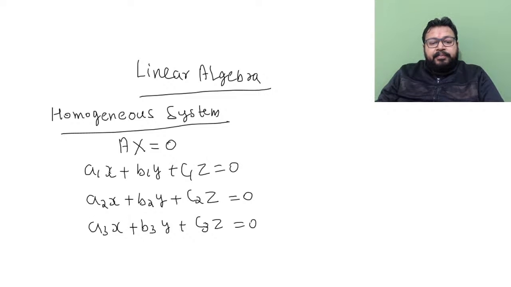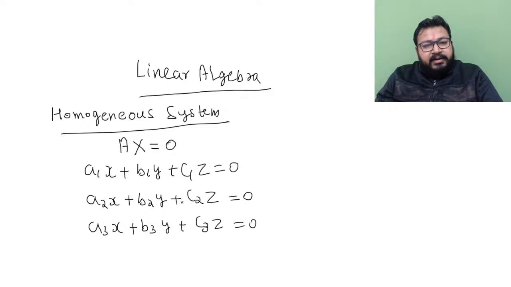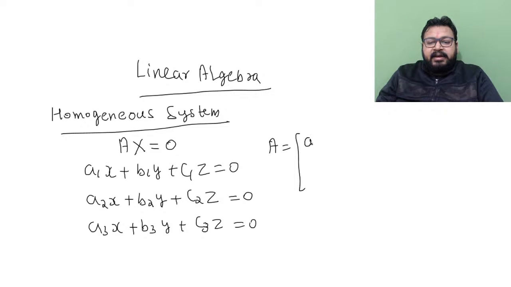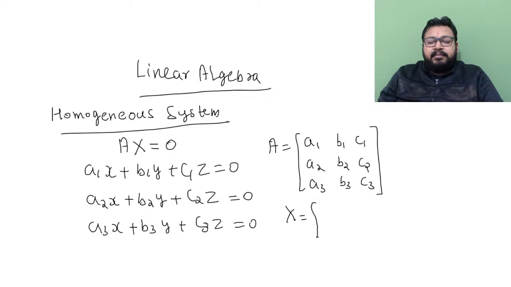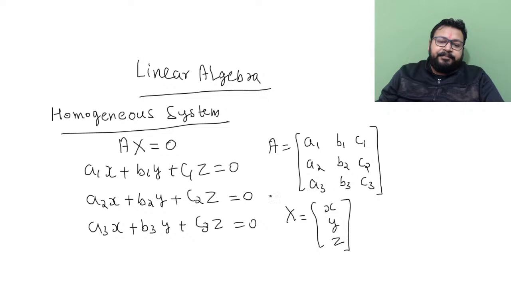Now, if I separate the coefficients from it, then the matrix that gets formed is known as the coefficient matrix. What is A here? The value of A is [A1, B1, C1; A2, B2, C2; A3, B3, C3]. And what is X? X is [x, y, z]. So this is the variable matrix, this is the coefficient matrix, and this is the system of equations.